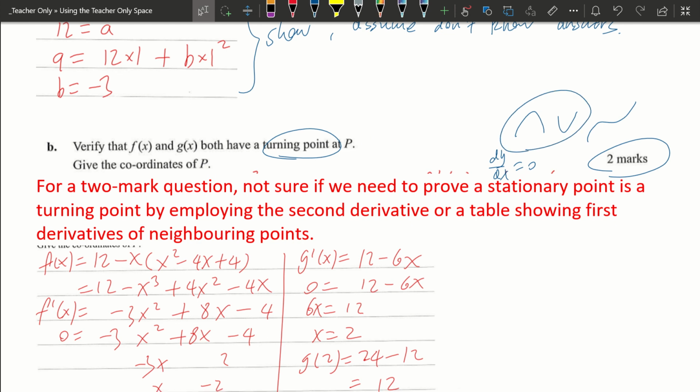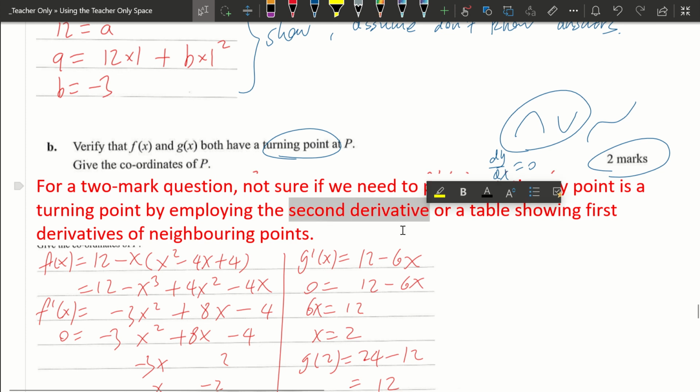So I wasn't sure if we are only required to do the first derivative, make it 0 and solve, in which case we're only finding a stationary point and we're not proving a turning point. Or do we have to prove it's a turning point? We can do that by using the second derivative, which is, by the way, not in the study design. The study design has the second derivative, but proving the nature of a stationary point using the second derivative is explicitly not in the study design.